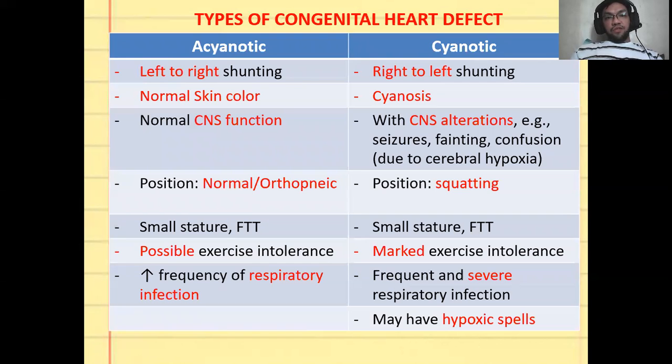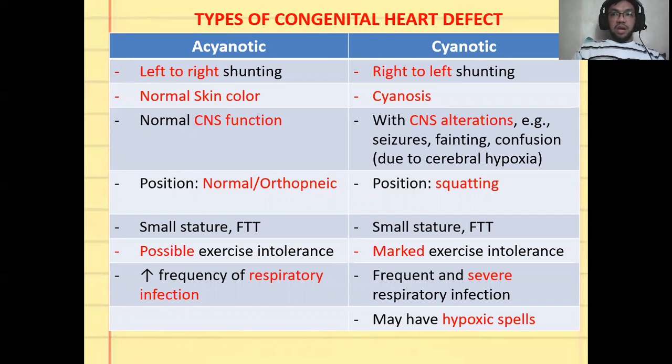Now we go to the differences between the two. We have acyanotic and cyanotic CHDs. Acyanotic, we have left to right shunting. So left to right shunting, this means that due to the opening in between either the atria or the ventricles, the blood flow will be coming from the left to the right.